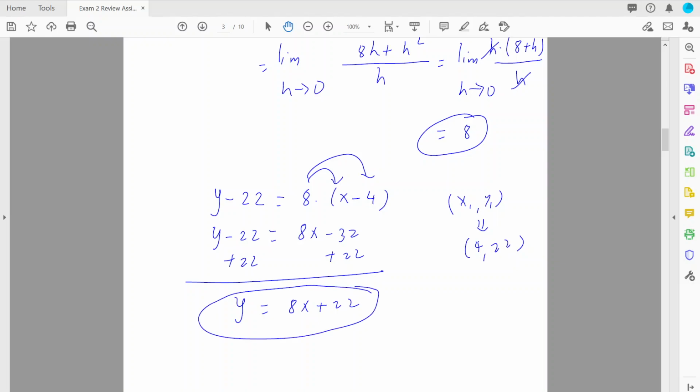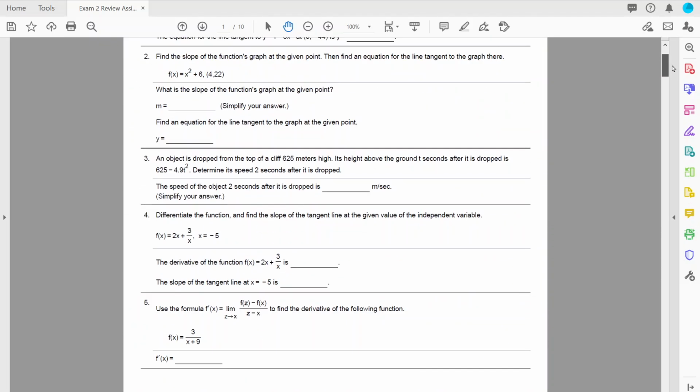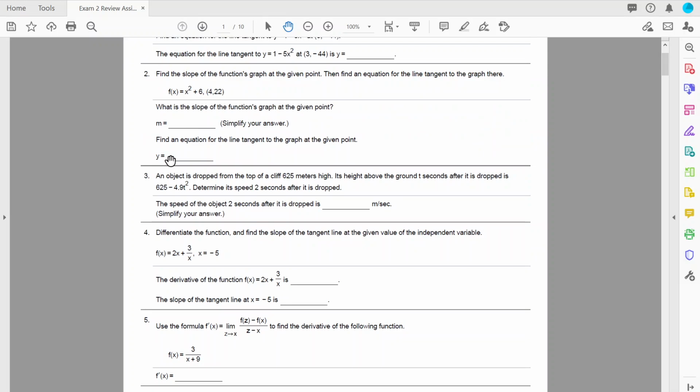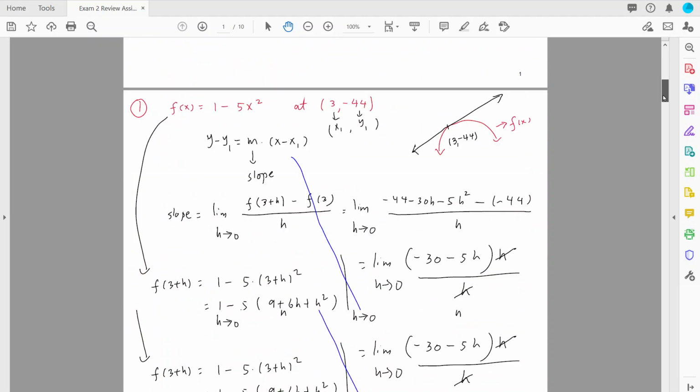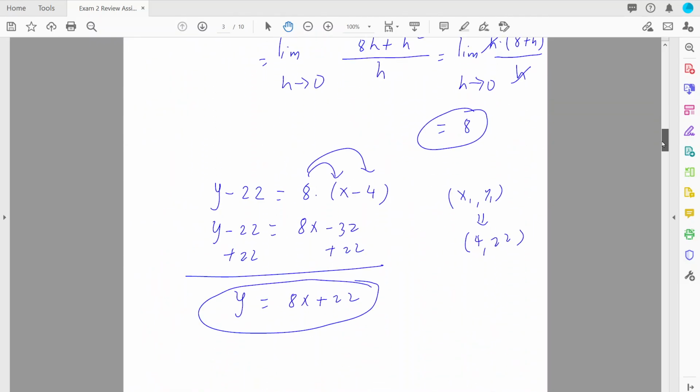So there are two answers: one for the slope and another for the equation of the tangent line. And that's what we were asked here. The slope is 8, and the tangent line is y equals 8x plus 22.